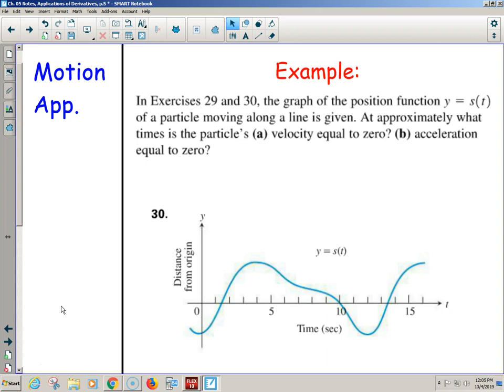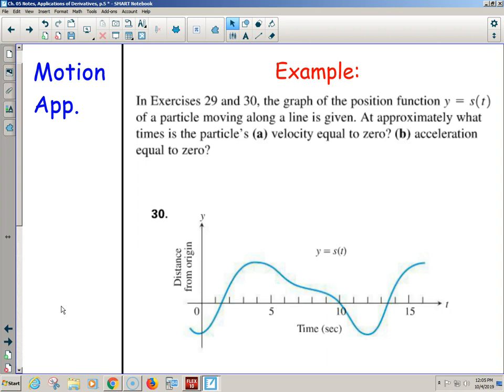What is this a graph of? Position. You're welcome, physics people. So, a particle moving along a line. I know, in physics, you guys don't get to do parametric or two-dimensional motion; we get to that at the end of the year. But you did do rectilinear motion just like us, so it's moving along a line. At approximately what time is the particle's velocity 0?